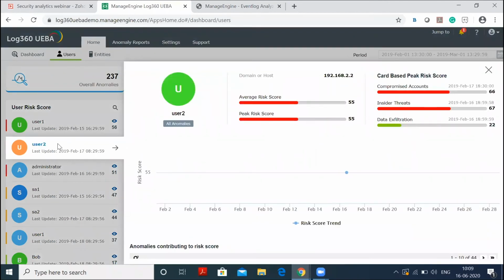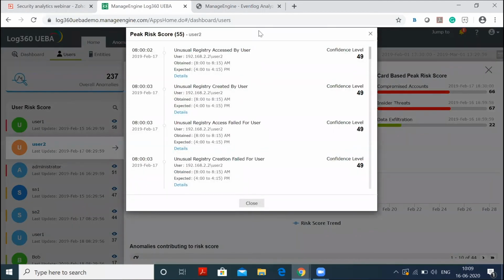You immediately get an overview of the risks that this user could be a concern for. So this user might have a compromised account, or it could be an insider threat, or there's a low chance of data exfiltration as well. Now you can see the individual anomalies that caused this user's risk score to be increased to 55. And here you can see those individual anomalies.